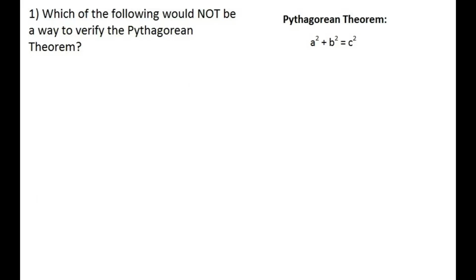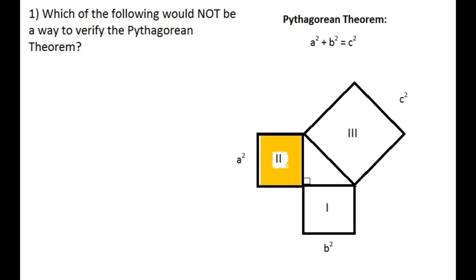So the first question here is about the Pythagorean theorem. The question asks us, which of the following is not a way to verify the Pythagorean theorem? And here we have our diagram. Here's our a squared, here's b squared, here's c squared. Now remember, the Pythagorean theorem is always a squared, which is represented by this square, plus b squared, which is represented by this square. If you put them both together, they add up to be c squared.